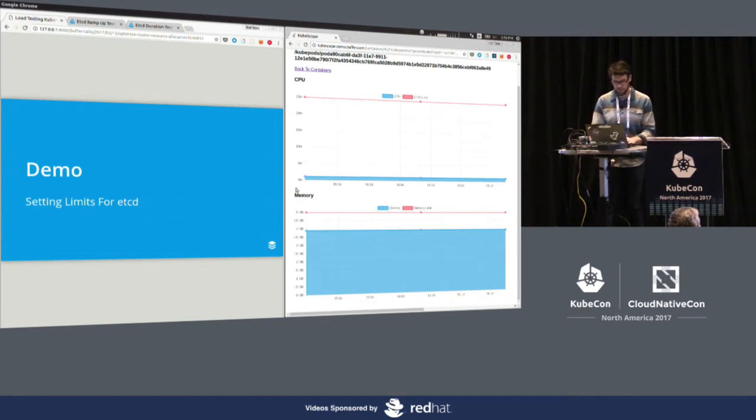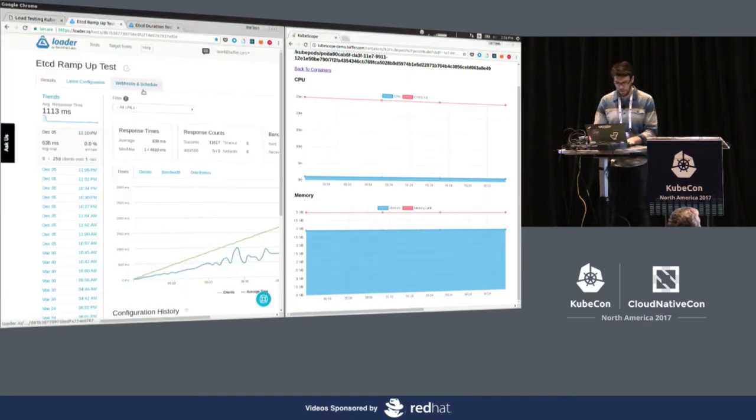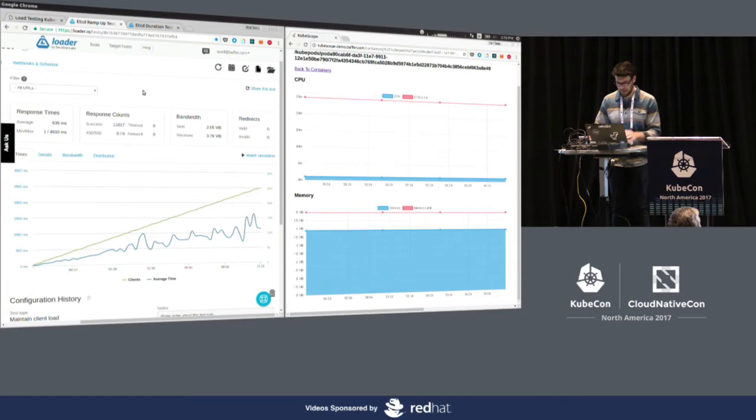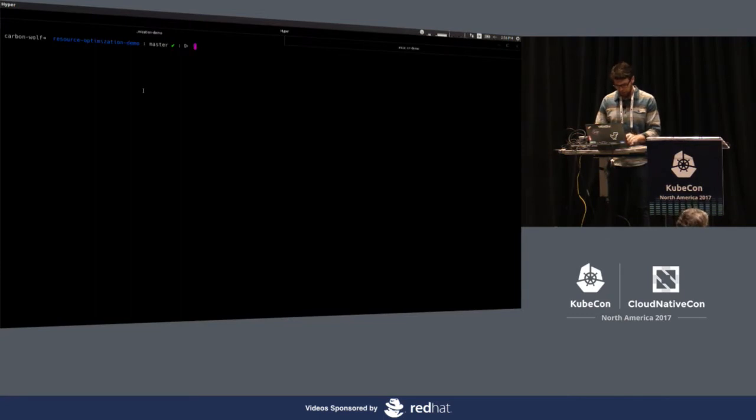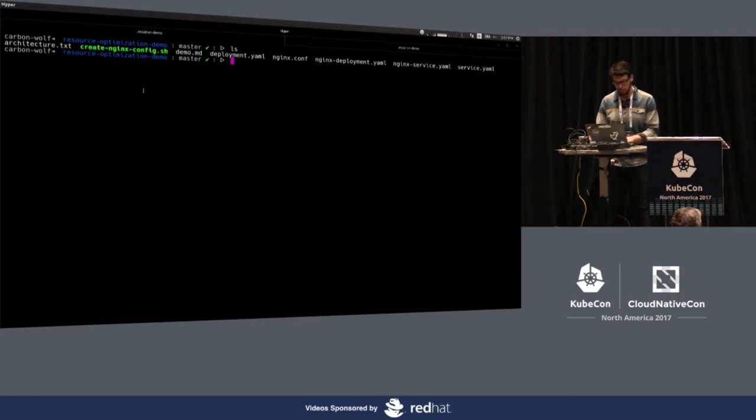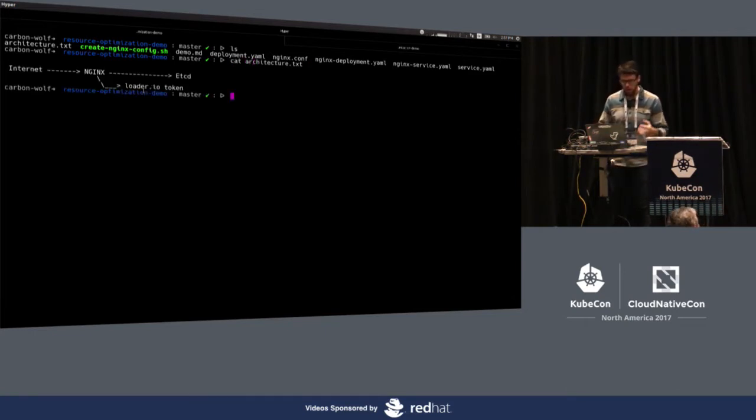So I'm going to apply some load. We use a tool called Loader.io. Before I get into this, etcd doesn't really have a way to serve a token, and Loader.io needs a token. If you do decide to do this, let me increase the font here. Can everybody see that? Cool. Coming into our cluster, we have an Nginx server that's sitting in front of etcd, and that just allows us to serve our loader tokens so we can authenticate with Loader.io in order to run these load tests.